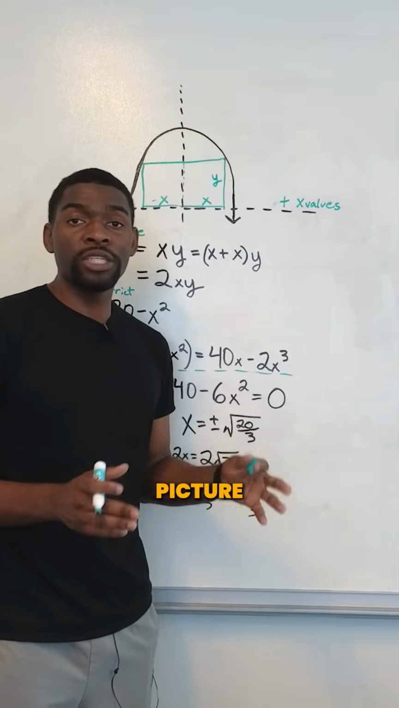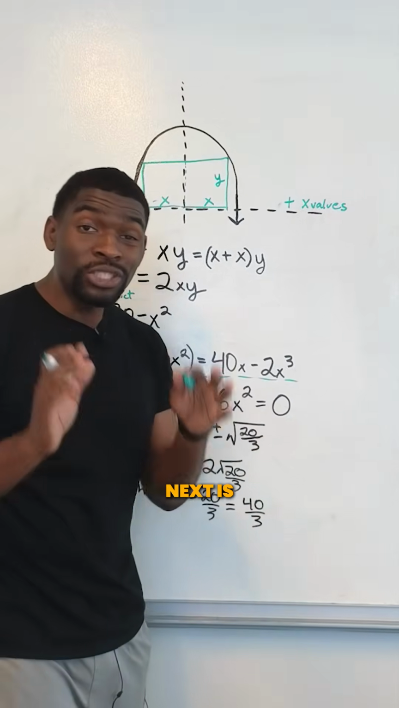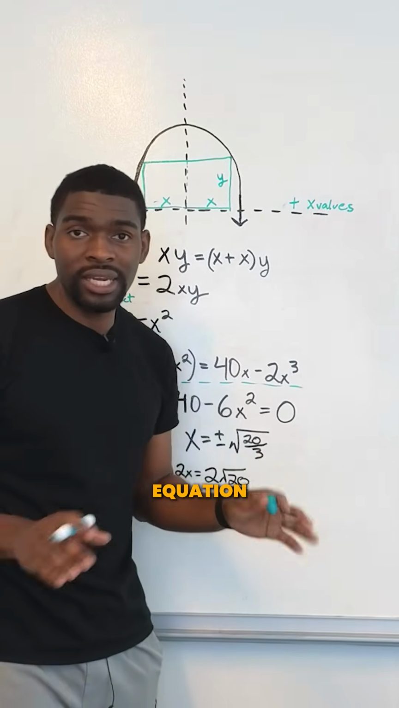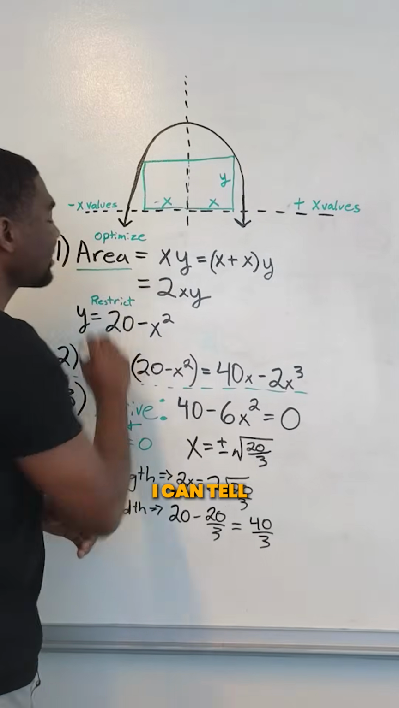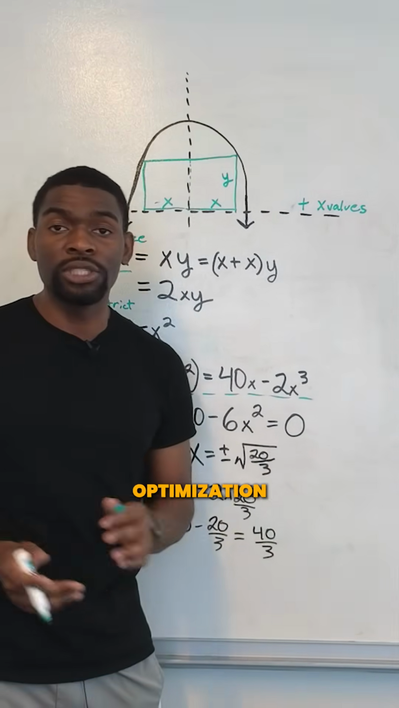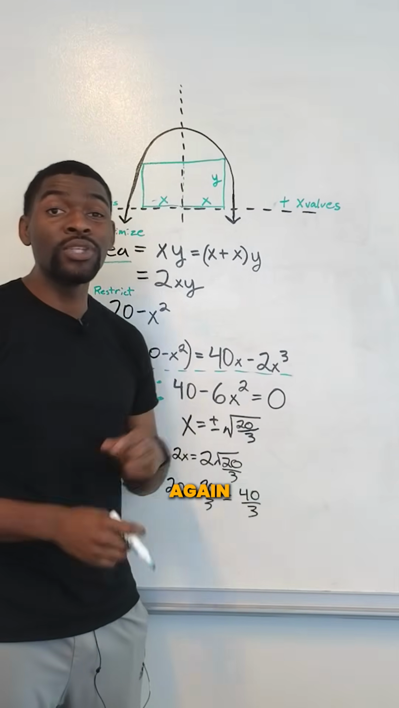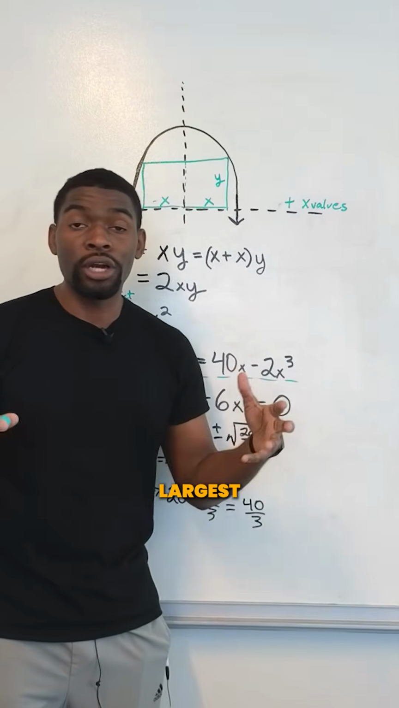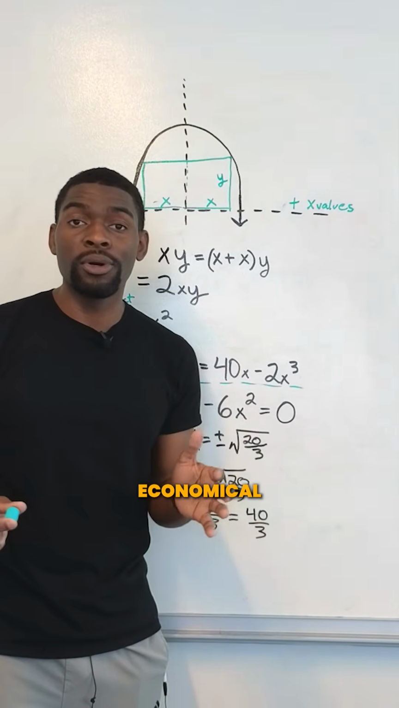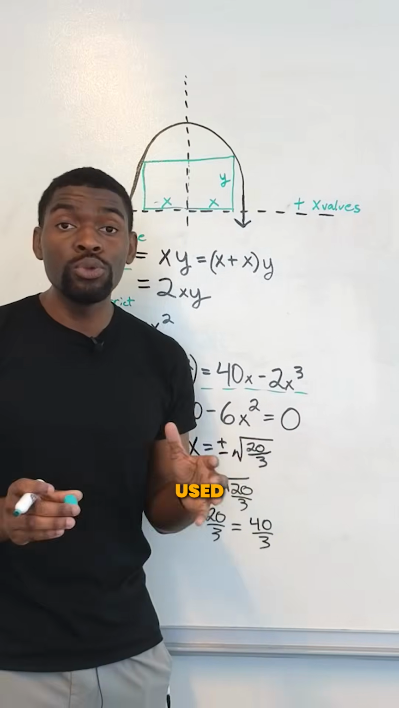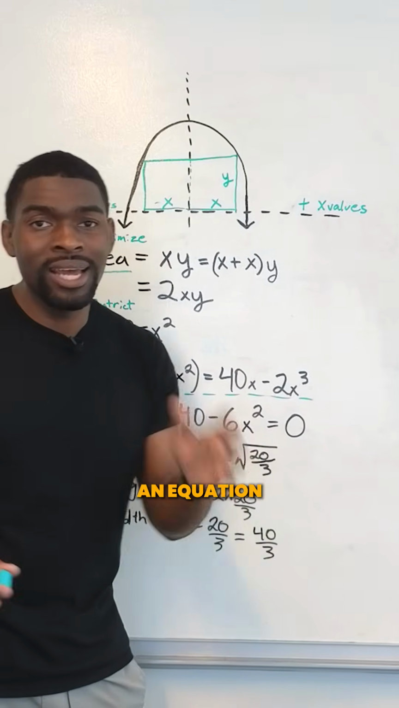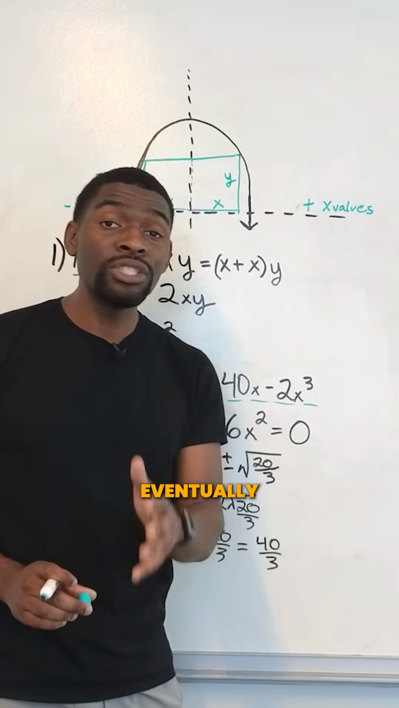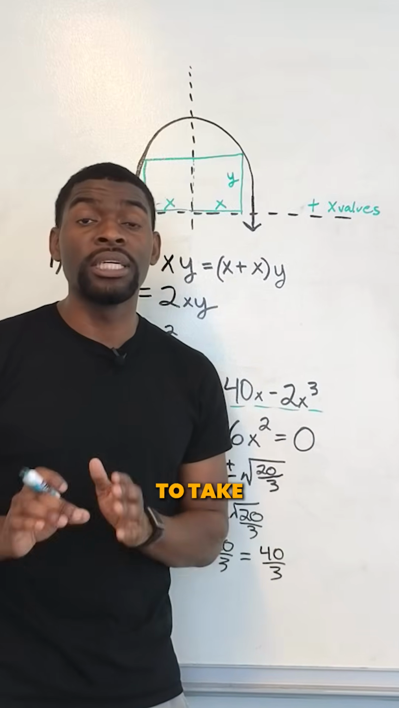So after I've drawn my picture, the very first step I will do next is to identify my optimization equation and my restrictive equation. In this problem, I can tell that my area is my optimization equation. If you look at the problem again, when terms like the largest, the smallest, the most economical, or the maximum or the minimum are used associated with an equation, that's going to be the thing we're optimizing, and eventually that's going to be the equation we're going to take the derivative of.